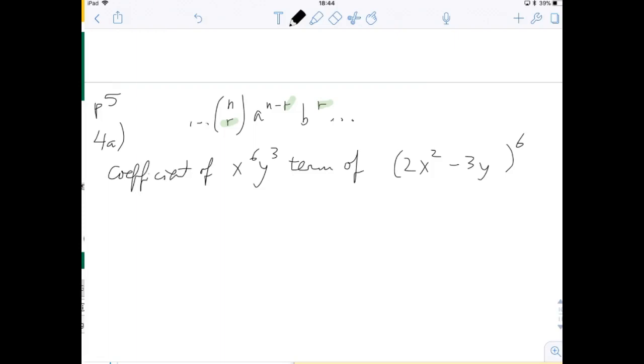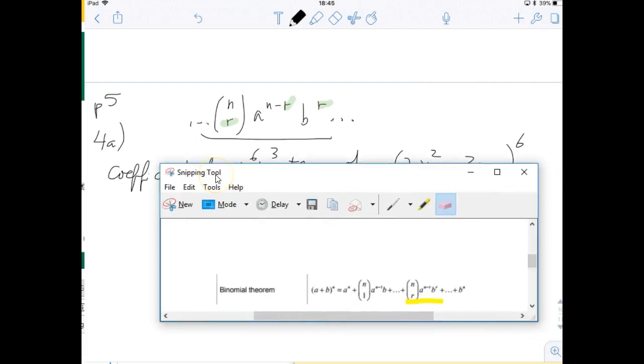One last slow motion binomial expansion problem from page 5 for A. Remember what we told you about the general term. The general term can be found on the formula sheet. If you remember, it is from this part of the formula sheet.